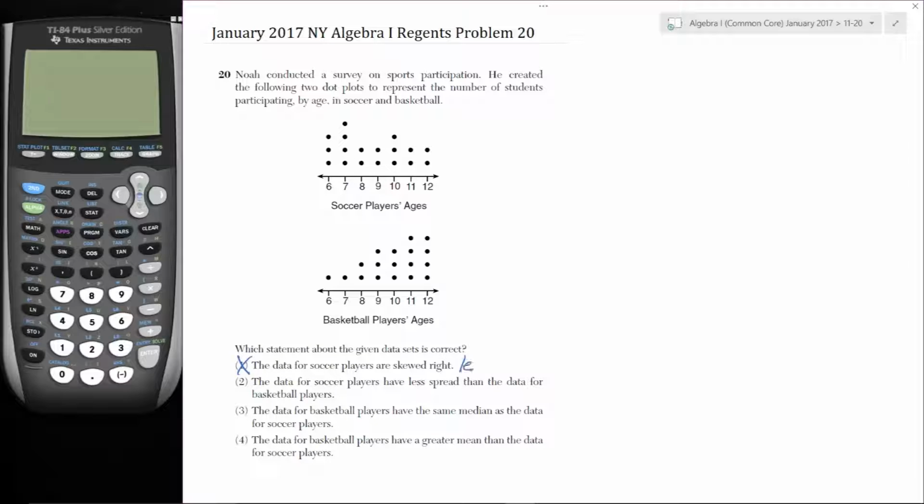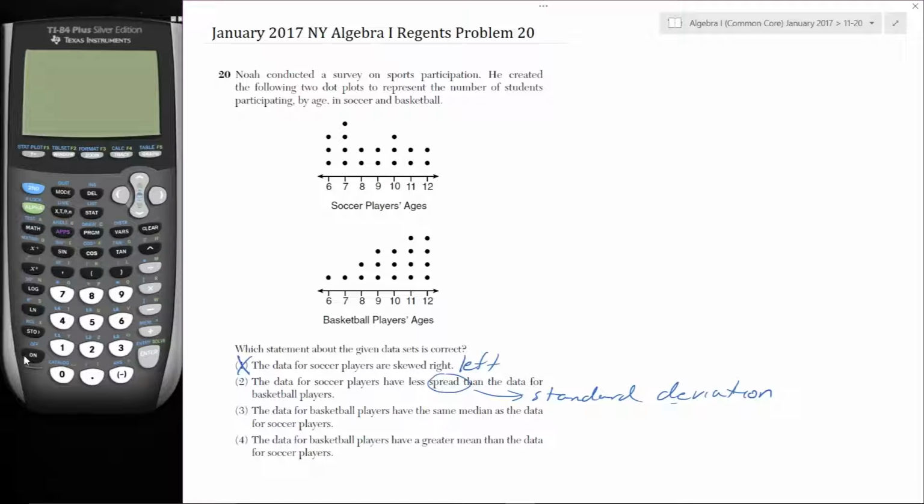The second one, the data for the soccer players has less spread than the data for the basketball players. When this is talking about the spread, they're talking about the standard deviation. Now, do I recommend that you put the data in the calculator and calculate the standard deviation? You can do that. Nothing's stopping you from doing that, unless there's an answer that comes up and you know the answer.